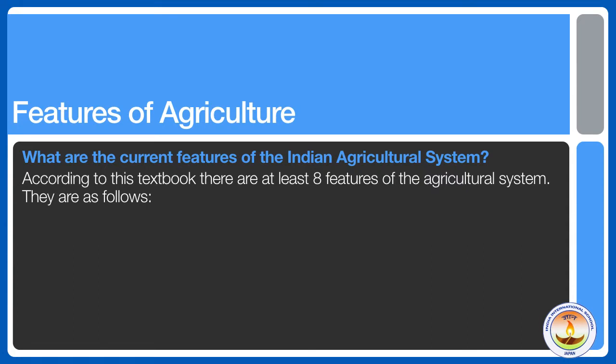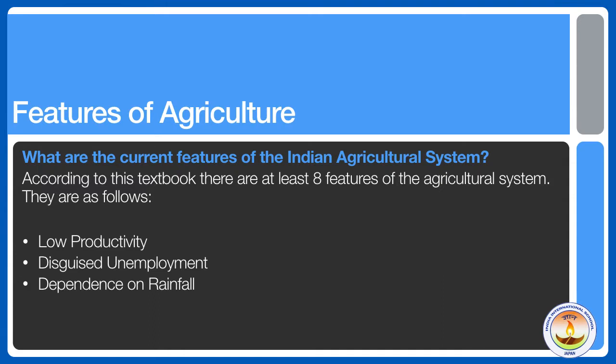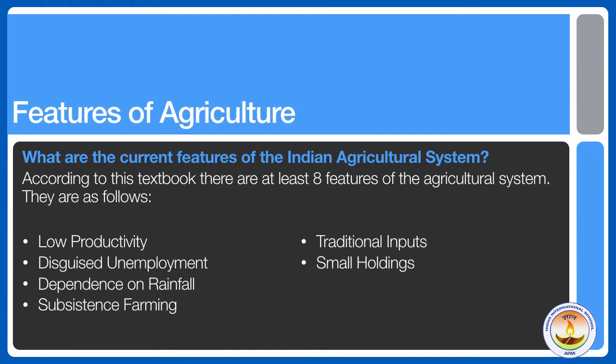So let's take a look at these 8 features. The first one is low productivity, next is disguised unemployment, followed by dependence on rainfall, then subsistence farming, traditional inputs, small holdings, landlord tenant conflict, and backward technology.